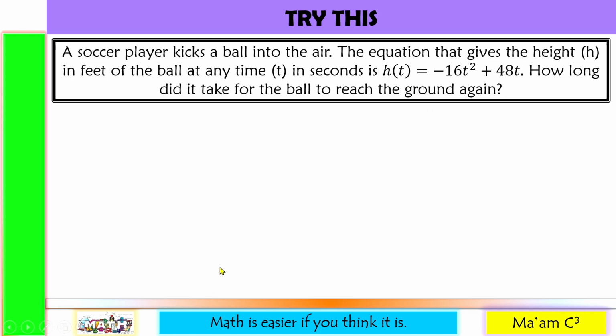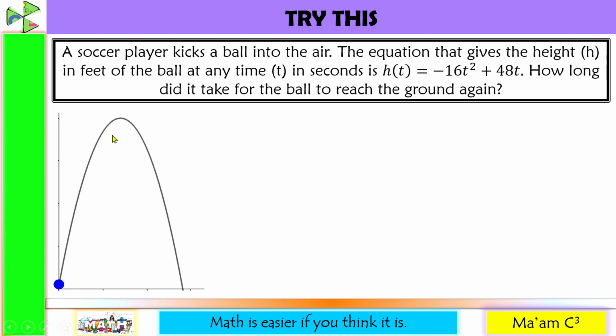Let us first visualize this problem. Here is the ball and it will go into the air, and after some time it will fall on the ground again. So we are asked here, how long did it take the ball to reach the ground again? So we're looking for the time. We are given here the function h of t is equal to negative 16t squared plus 48t. H here is the height with respect to the time. When the ball reaches the ground again, it means our height is equal to 0.